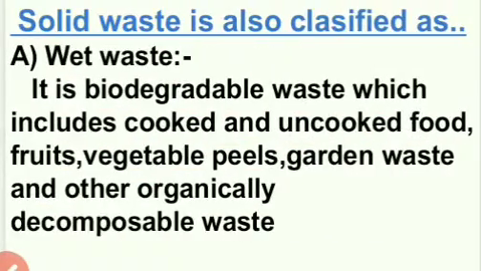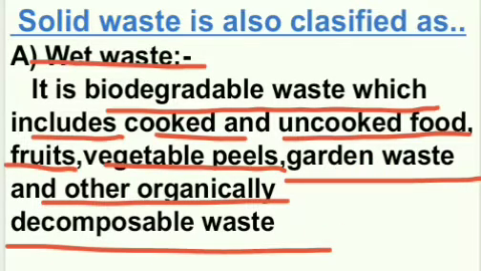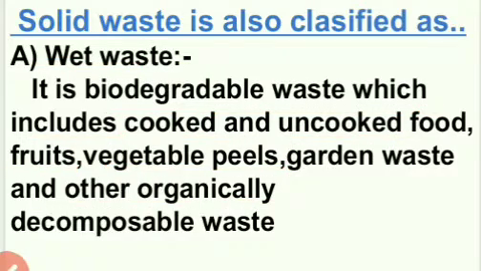Now along with this, solid waste can also be classified as wet garbage and dry garbage, or wet waste and dry waste. So let us discuss wet waste first. Wet waste is a biodegradable waste which includes cooked and uncooked food materials, fruits, vegetable peels, garden waste and other organically decomposable wastes. So wet garbage is wet in nature, organically decomposable, and degraded naturally by microorganisms.